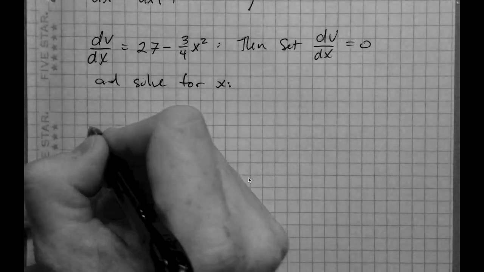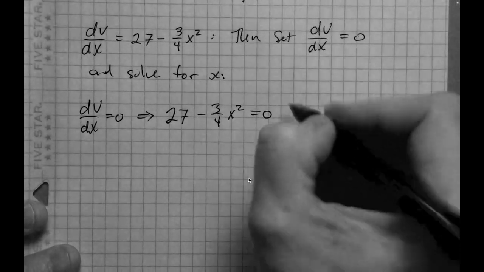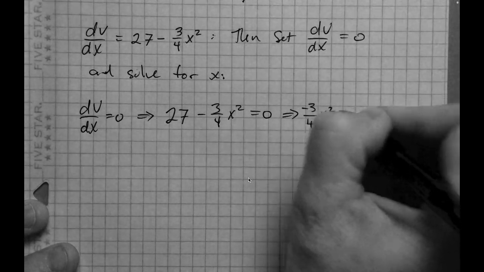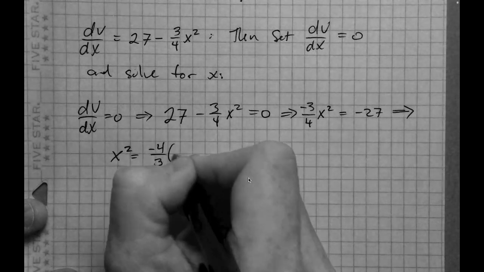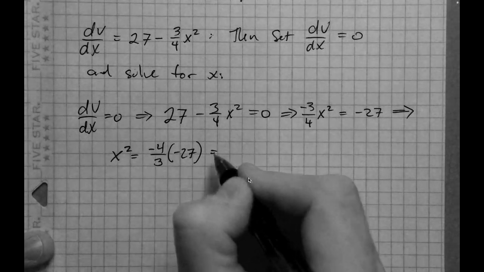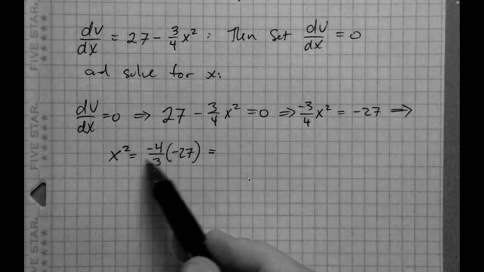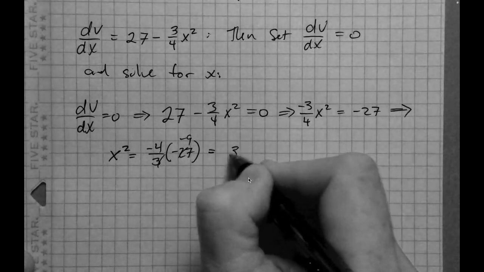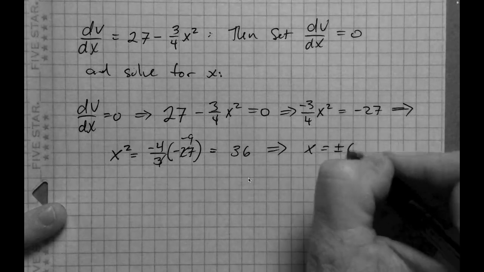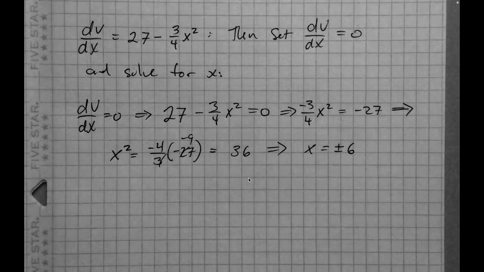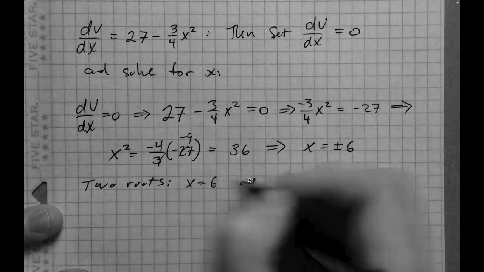Okay, so let's do that. So dV/dx equals 0 means you're dealing with 27 minus 3/4 x squared equals 0. And so that means you've got negative 3/4 x squared equals negative 27. And that means you've got x squared equals negative 4/3 times negative 27. Now this looks like a messy product here, but 27 and 3, so 3 times 9 is 27, right? So these two cancel. You get a negative 9, and altogether you get 36 here, which is a very nice number. So x squared equals 36. That means x is equal to plus or minus the square root of 36, which is plus or minus 6. So we have two roots of this derivative, x equals 6 and x equals negative 6.